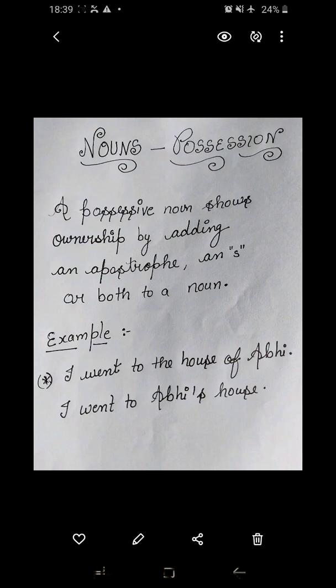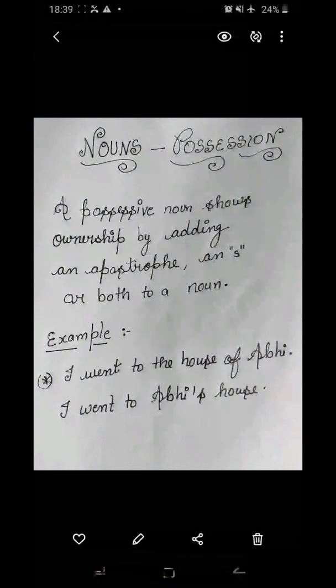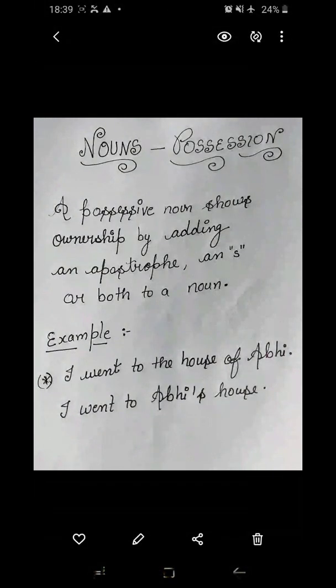Now, the topic is noun possession. What is possession? A possessive noun shows ownership by adding an apostrophe, apostrophe s, or both to a noun. If we add an apostrophe, apostrophe s, or both to a noun, it shows the ownership.